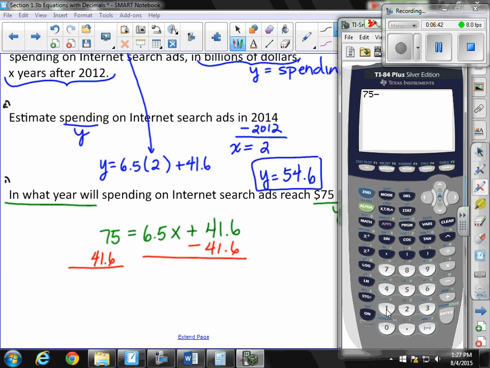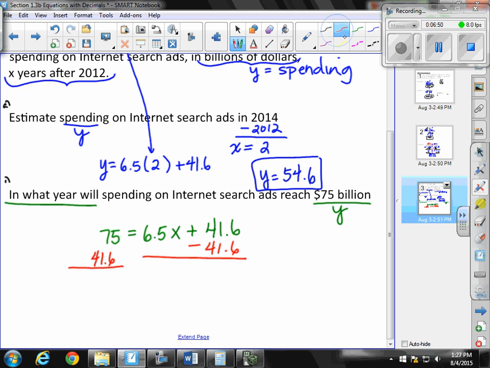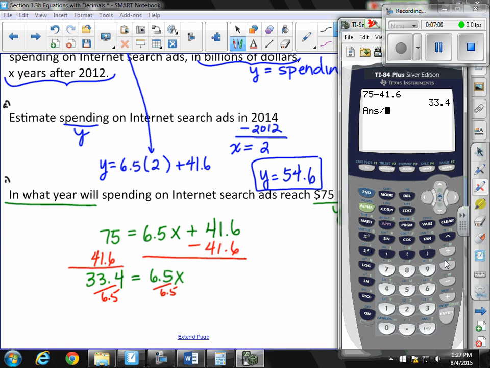75 minus 41.6 is 33.4. Equals 6.5x, and to get the x by itself, I'm dividing by 6.5. So again, if I go back to my calculator and divide by 6.5, I get 5.1. In this case it didn't tell us to round to the nearest year, but I'm going to, and I'm going to get x equals 5.